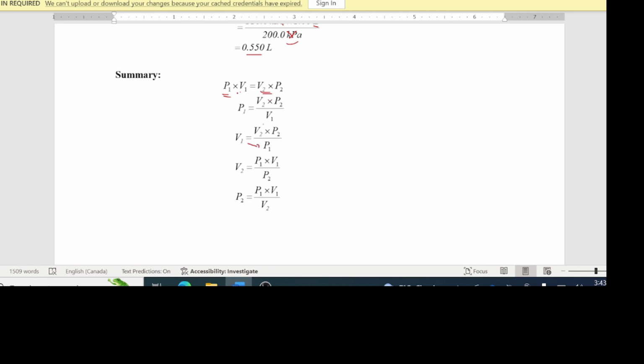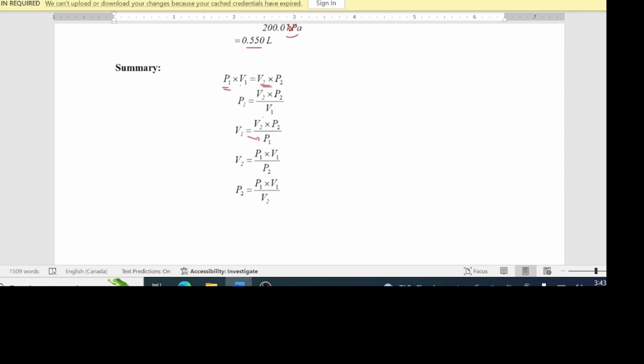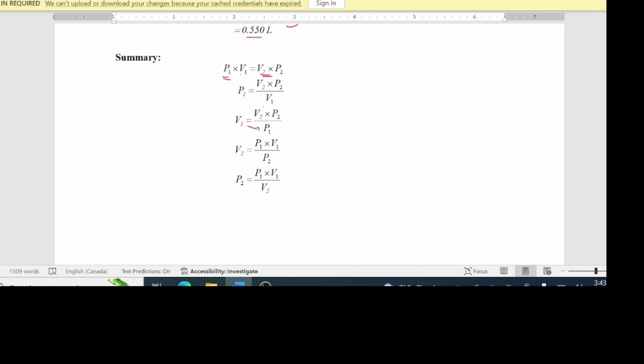Leave these as they are now, and you bring down P2 there, and of course P2 will be equal to P1 V1 over V2 there. And that concludes Boyle's law, which states that the volume of a gas is inversely proportional to its pressure. As you pressurize a gas, its volume gets lesser and lesser.